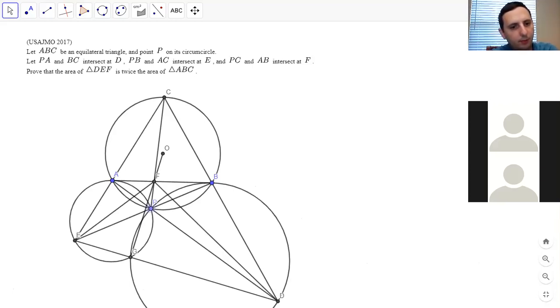Is there some relationship between AE and BD? I don't know if their product is the same or something. And also by Ptolemy, we know that PC is PA plus PB. So maybe that's useful.